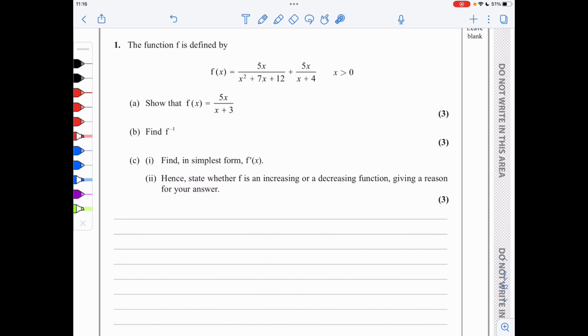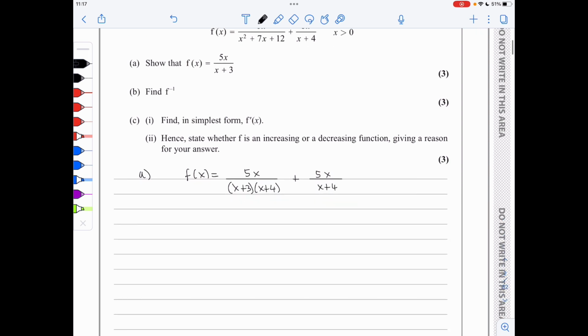In question 1, we start off by being asked to show that f(x) simplifies to 5x over x plus 3. So I will start by writing out that f(x) is 5x over (x plus 3)(x plus 4), that's the factorization of the denominator, plus 5x over (x plus 4). So we wish to express everything over the same denominator of (x plus 3)(x plus 4). So this will lead to the denominator being (x plus 3)(x plus 4), and the numerator I'm having 5x plus 5x(x plus 3).